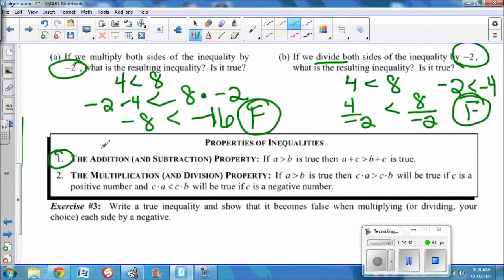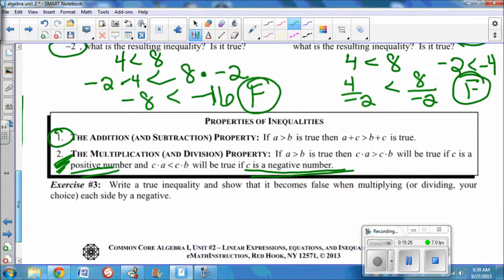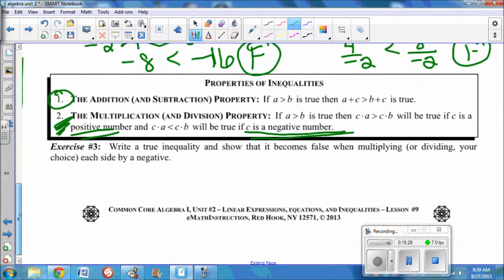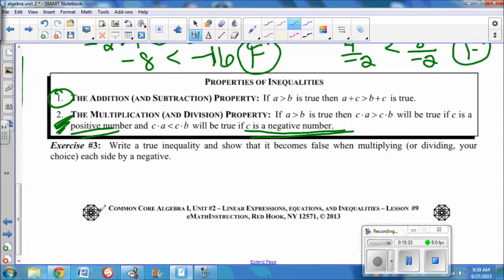So it says the addition and subtraction properties, okay, if A is greater than B is true, then A plus C is greater than B plus C. That's always true. But now let's take multiplication and division. It says if A is greater than B is true, then C times A is greater than C times B will be true if C is a positive number. Okay, and the same inequality flipped will be true if C is a negative number. So that's why when you multiply or divide by a negative, you have to flip that inequality symbol to maintain the truth value of your inequality. Okay, so let's go ahead and flip it over.